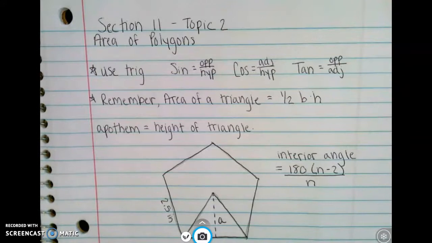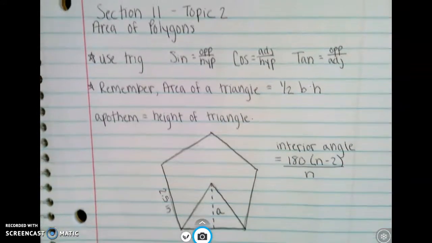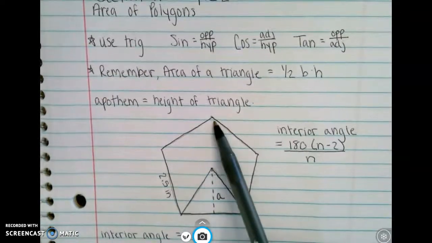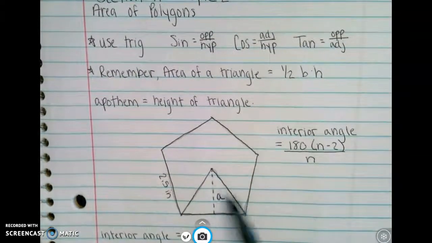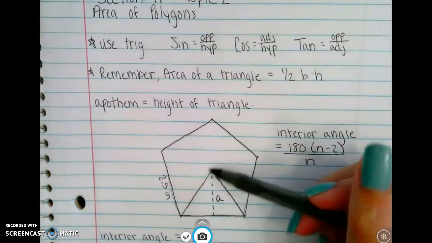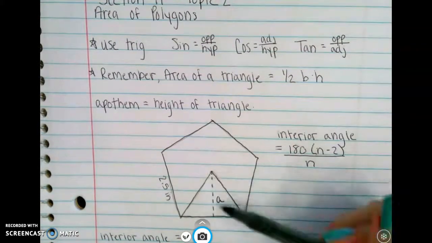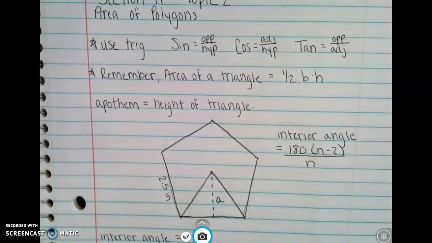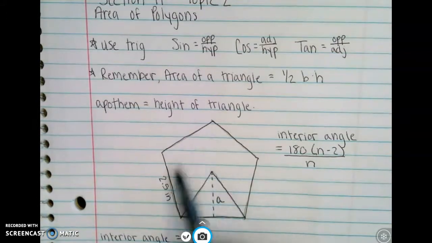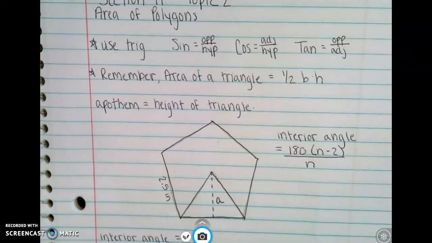So how we're going to do this is we're going to break these shapes into smaller triangles. The example that I have below is of a pentagon, and we're going to break it into triangles. So there should be 5 triangles that make up this shape, and we're only going to look at just one of those, because once we find the area of one triangle, we just have to multiply it by 5, because this would make 5 triangles in this 5-sided shape.